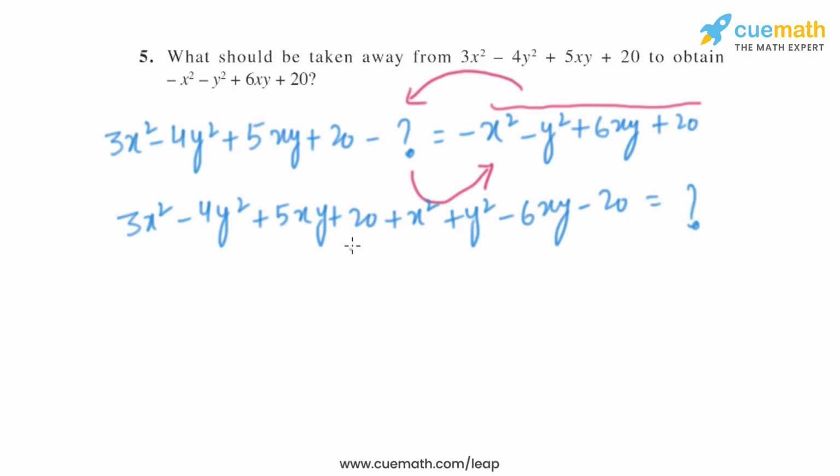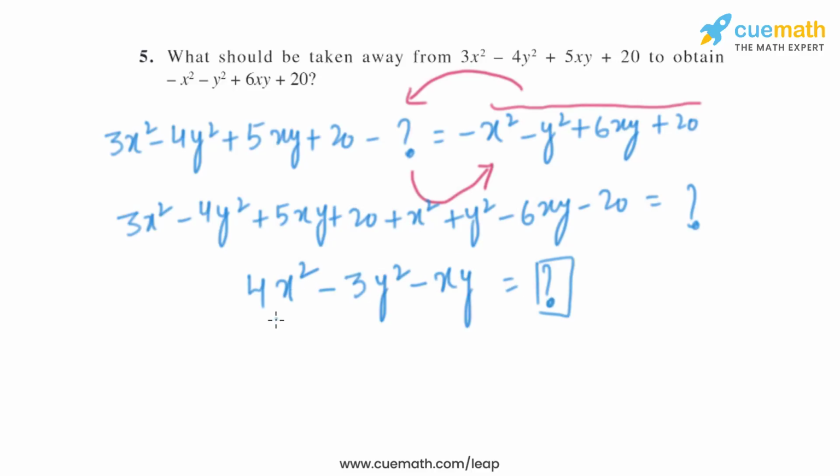Now we just have to solve the like terms. We just have to add and subtract the like terms. So when we add the like terms, 3x² + x² will give us 4x², and −4y² + y² will give us −3y², and +5xy − 6xy will give us −xy, and +20 − 20 will be 0. So this is the term which we will subtract.